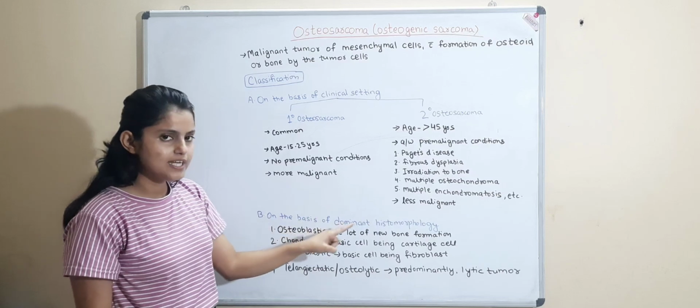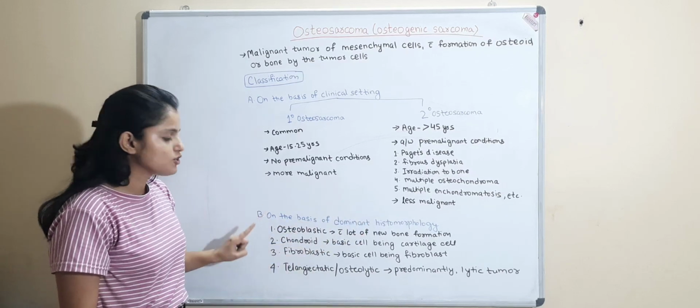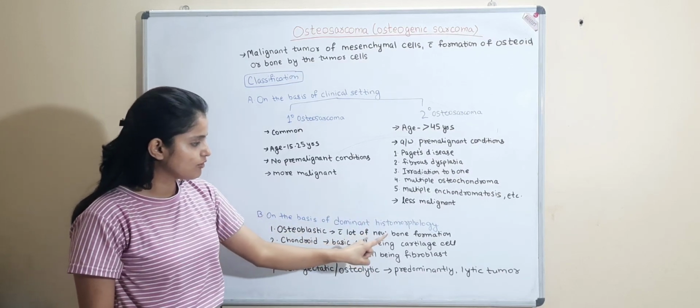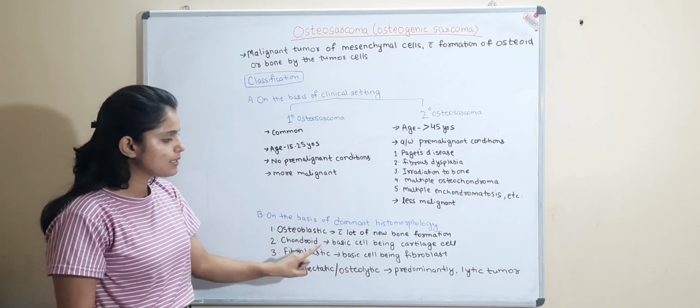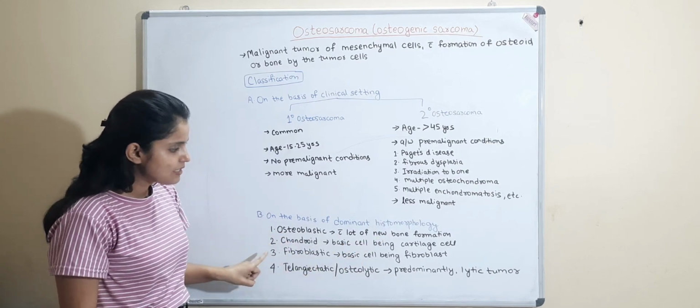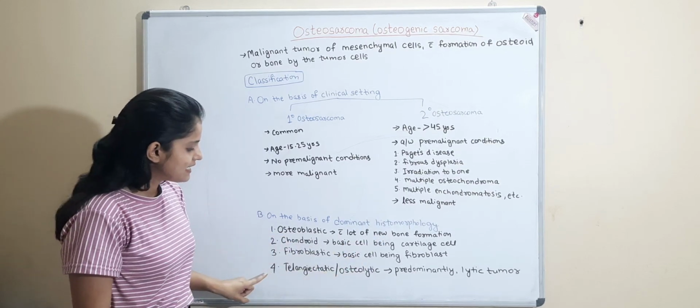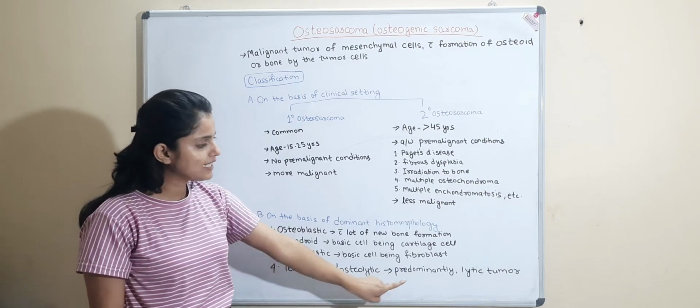On the basis of dominant histomorphology, it can be osteoblastic, with a lot of new bone formation; chondroid, basic cell being cartilage cell; fibroblastic, basic cell being fibroblast; and telangiectatic, osteolytic, a predominantly lytic tumor.